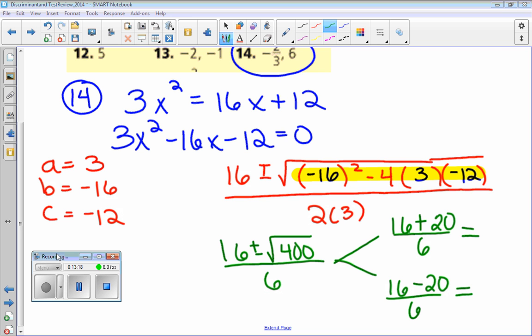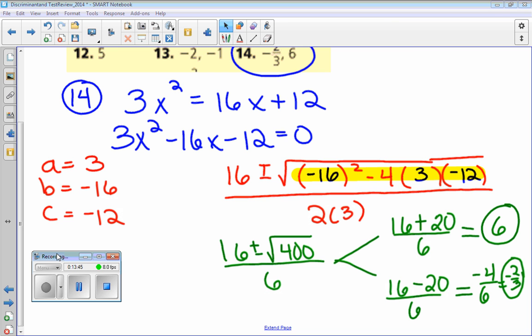The square root of 400 is 20. I'm just reducing it one step at a time. All right, so we're going to get 36 divided by 6 is a positive 6. 16 minus 20 is negative 4, divided by 6 is negative 2/3. It is okay if you wrote negative 0.6 repeating, or negative 0.67. I would accept that.